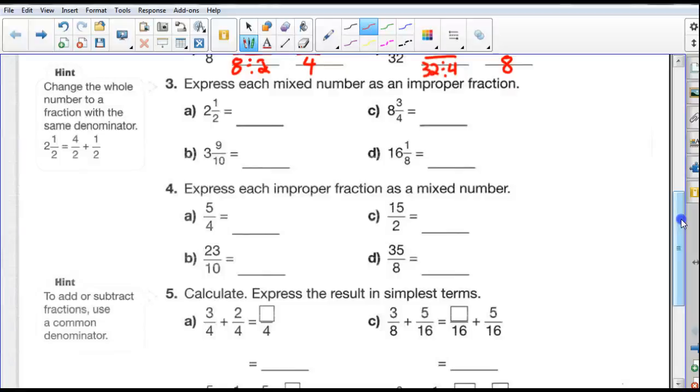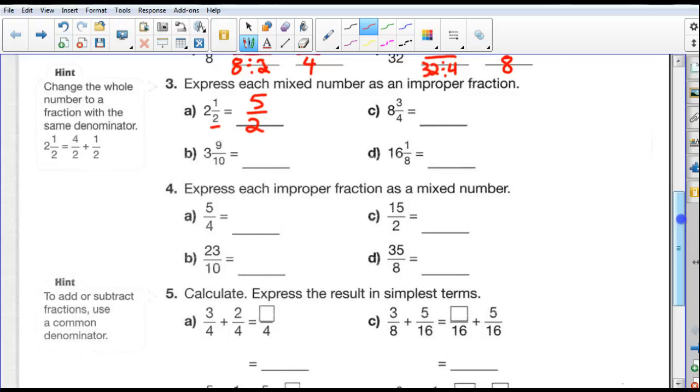So 2 times 2 is 4, and then you add the numerator, which is 1. And then you place it all over the denominator 2. So 2 times 2 is 4, plus 1 is 5. So 2 and 1/2 is the same as the fraction 5/2. Okay, let's do B.